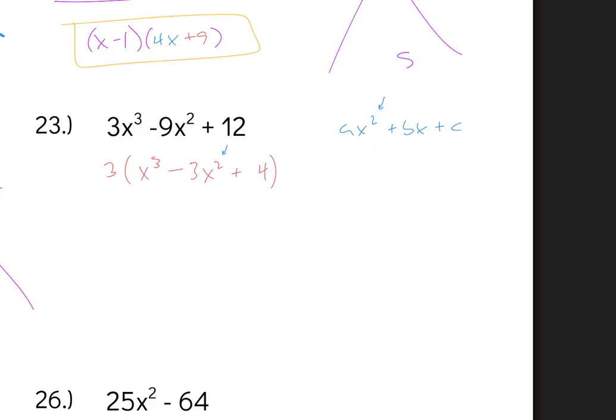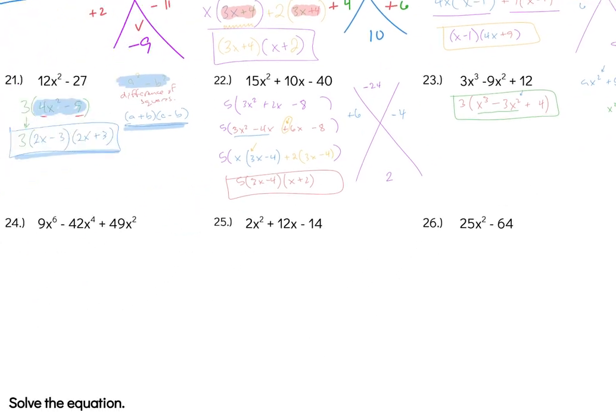We can't factor it by grouping, because there's this group, and if we take out an x squared, we'd have x minus 3, but then we just have a plus 4 hanging out there, right? So we can't do that. So this is the answer, believe it or not.